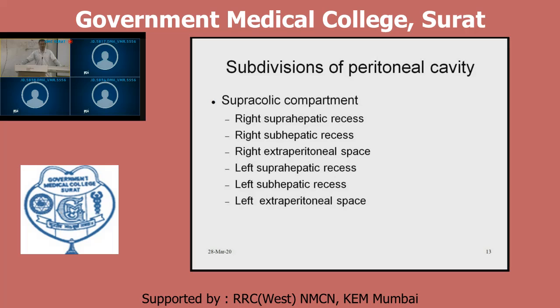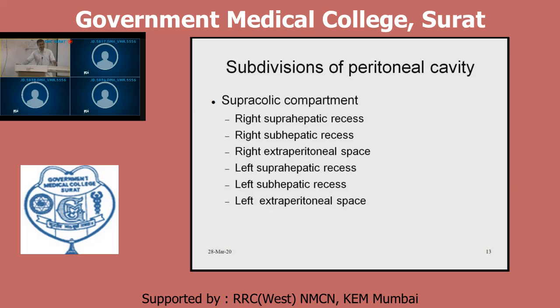Now left side. On the left side, the same suprahepatic and subhepatic recesses. These two recesses are intraperitoneal. Left suprahepatic lies again in between the left lobe of the liver and the anterior abdominal wall. Then left subhepatic recess. Now this is simple. This recess is forming the lesser sac, and we already described this lesser sac, which is a small bag-like structure.